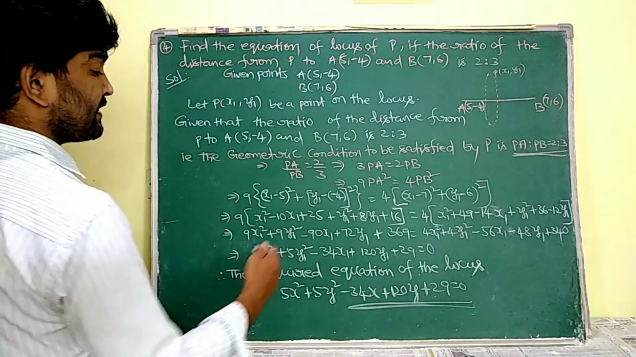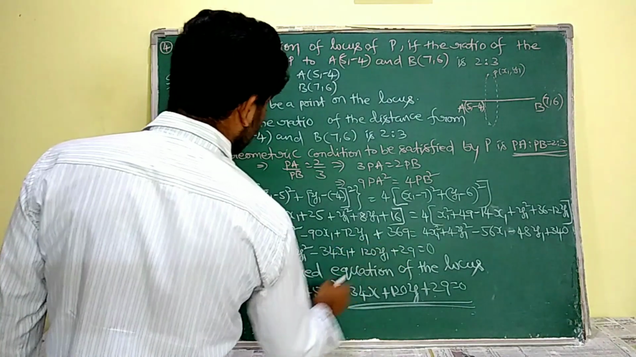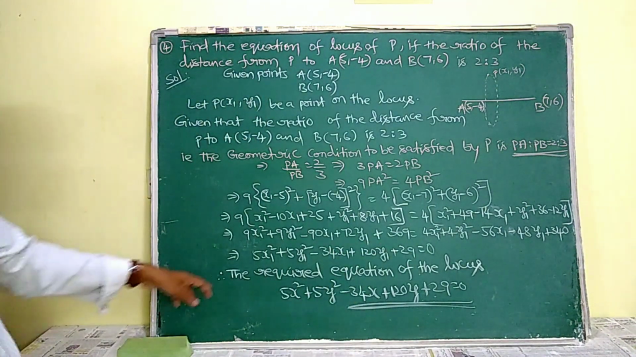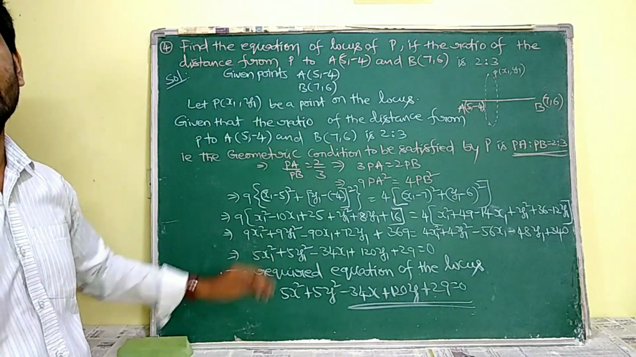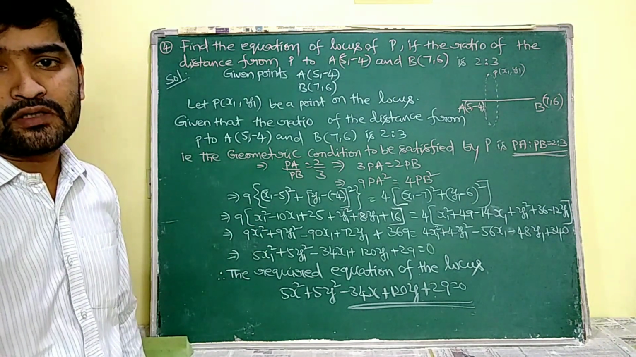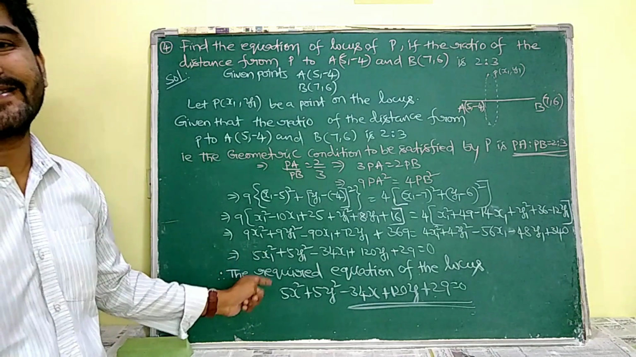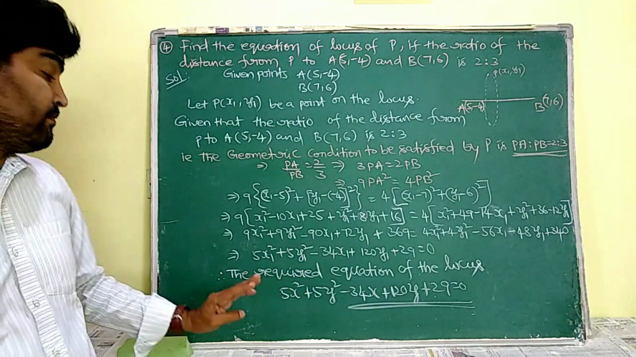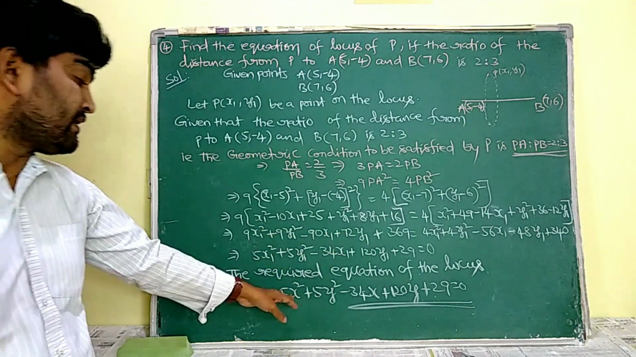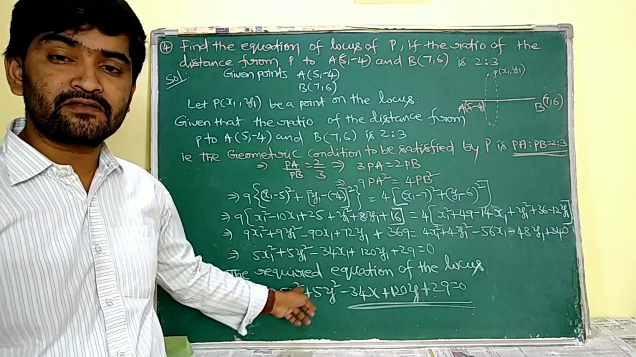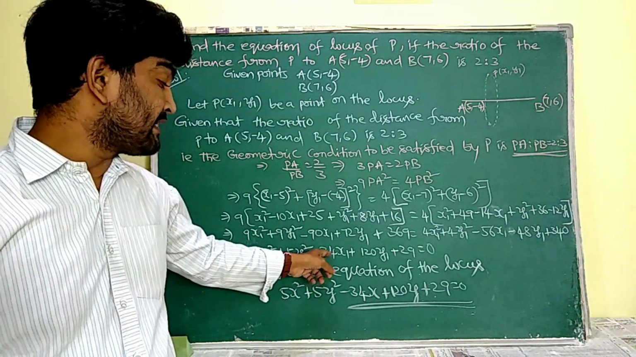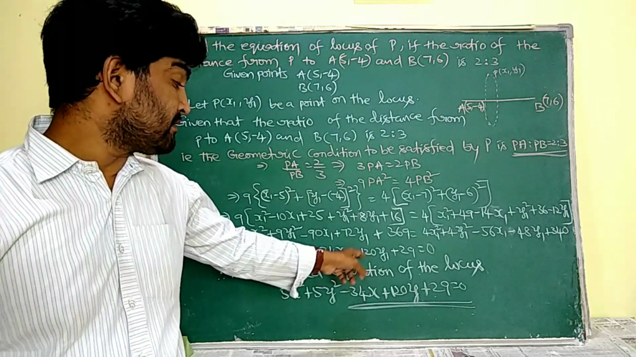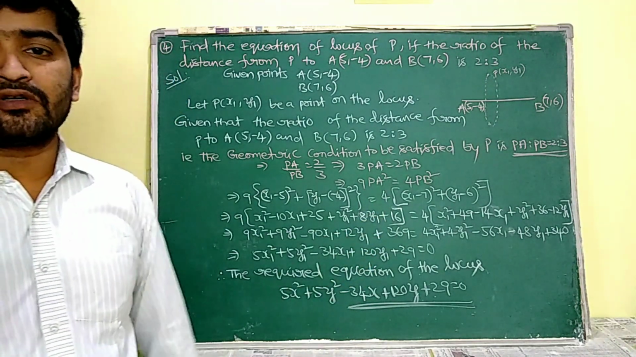Taking out that 340 from the 369 gives us 29. So this is our equation. So this is the required equation of the locus. So we have to replace that x1, y1 with x, y to express in the locus form. Therefore the required equation of the locus is 5x square plus 5y square minus 34x plus 120y plus 29 is equal to 0.